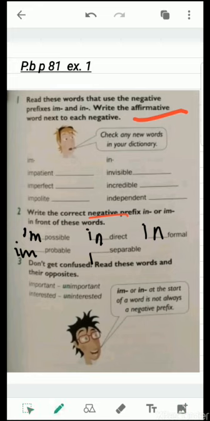In. We have to write in. Okay? So we have impossible, indirect, informal غير رسمي, because formal means رسمي. Informal غير رسمي. We have improbable غير ممكن, probable, the same meaning as possible, of course. We have separable, inseparable.